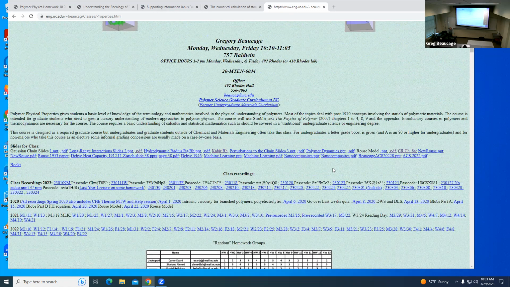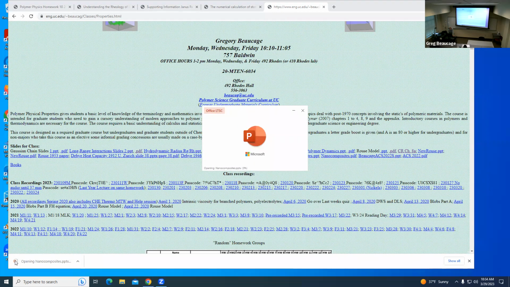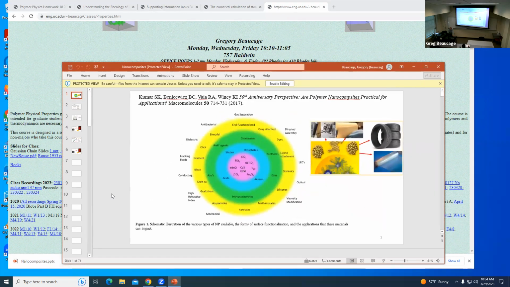We get to this nanoparticle stuff. Let's see. Let me hide this. Oh, yeah. Nanoparticle stuff. Nanocomposites here. All right, so modify this a little bit. I found some papers and then I realized they're already in it, you know. So I think this is pretty comprehensive.